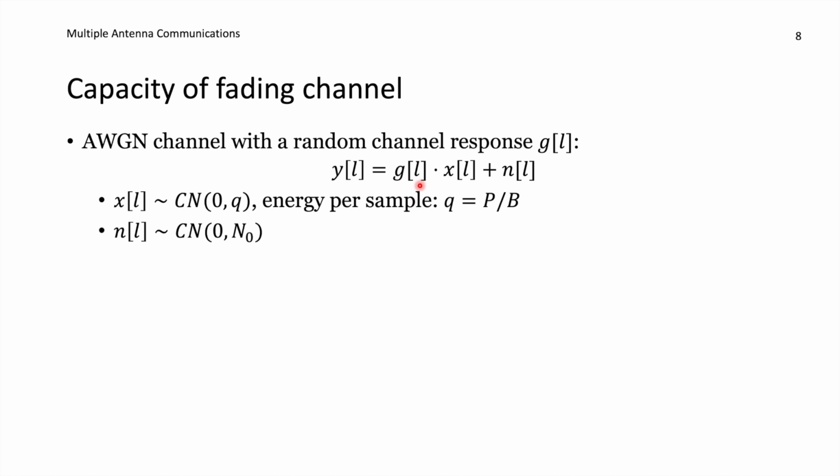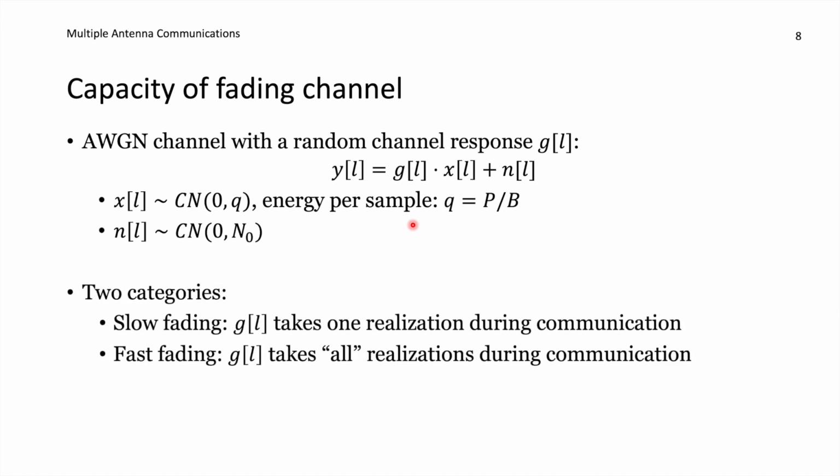Apart from that, we will consider that the signal is still complex Gaussian distributed and has some variance Q, which is measuring the energy per sample, which is the total power divided by the bandwidth, because the bandwidth is the symbol rate, and the noise is complex Gaussian distributed and has variance N naught. When analyzing the communication over a fading channel like this, we need to consider how often g is changing. How much does it actually depend on time? And it's common to consider the two extreme cases in terms of that when analyzing communication performance.